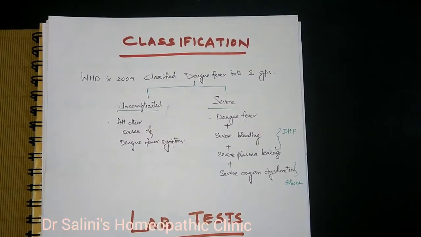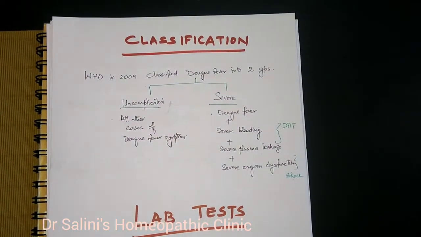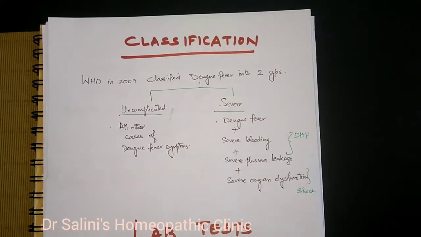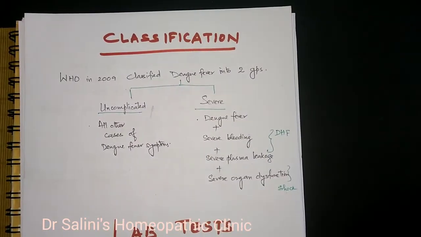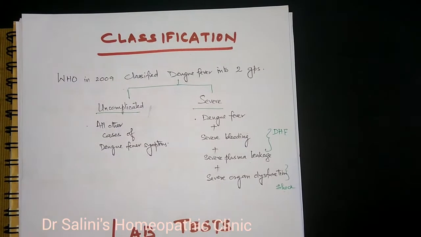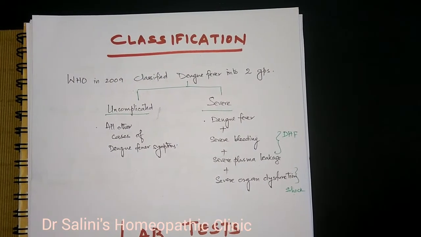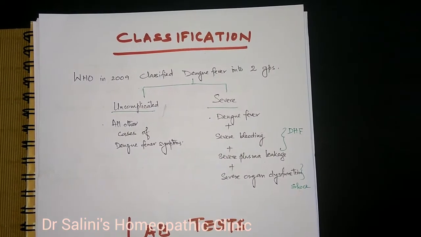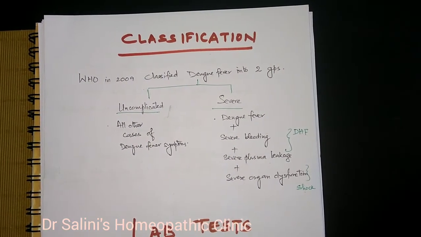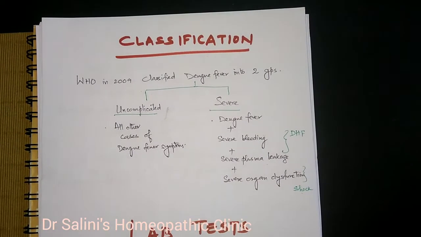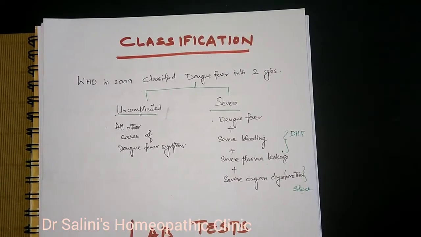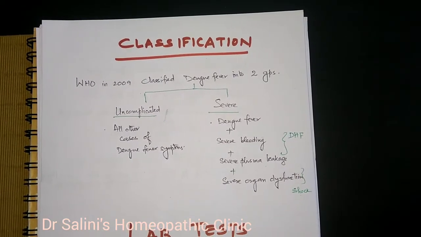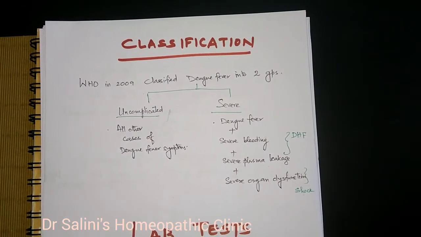Like I mentioned before, due to the increase in the cases of dengue, we'll also be discussing the classification. The World Health Organization in 1997 had classified dengue into different patterns: dengue hemorrhagic fever, dengue hemorrhagic shock, dengue fever, and classical fever. But in 2009, the classification was changed to two broad groups: uncomplicated and severe.